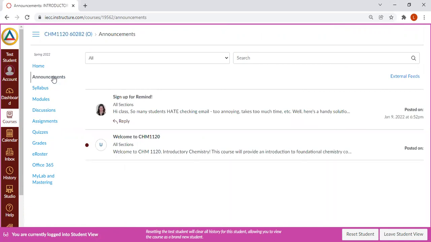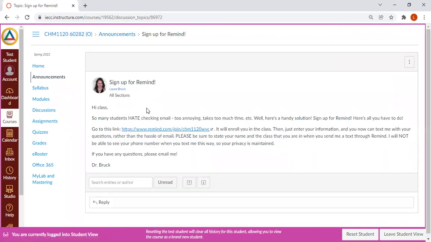I will post information here. And here's information about Remind, which is a really handy feature. I know so many students just can't stand checking their email. It takes too much time or it's just inconvenient or whatever. Well, here's a solution for that.